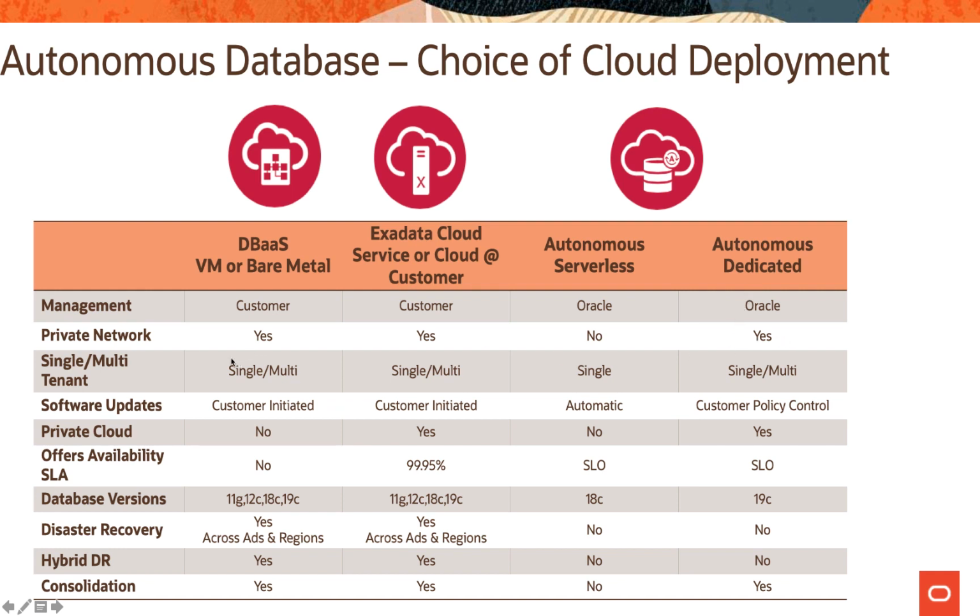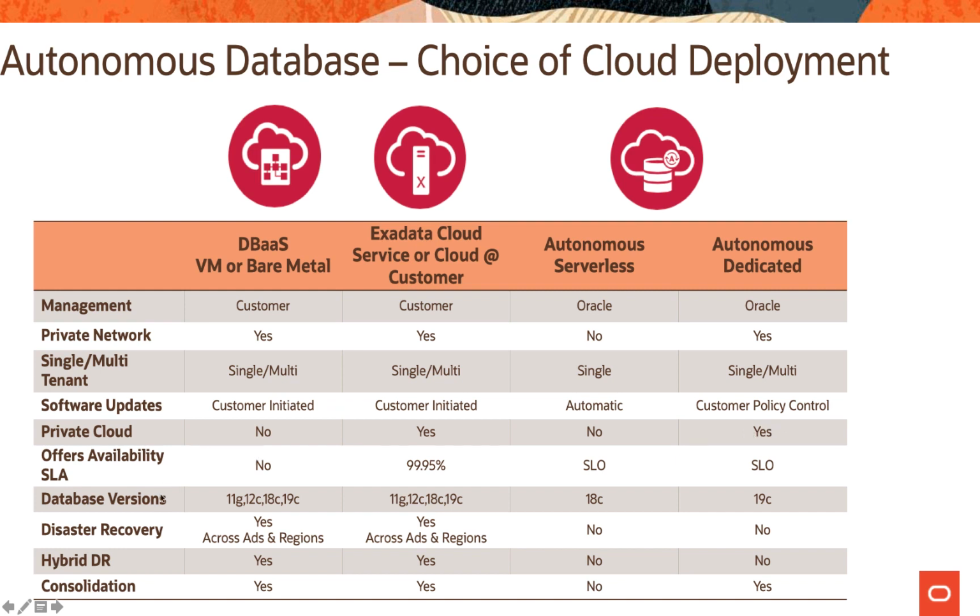In terms of single or multitenant, it provides both single instance or multitenant, and serverless provides just a single tenant, and in autonomous dedicated you have both options available. In terms of software updates, it is customer initiated in both of these automated deployments, and in autonomous, serverless has automatic updates, and in dedicated, customer policy controls are possible. In terms of private cloud, it is not available in serverless, but Exadata deployments are available in cloud at customer behind your own firewall. And autonomous serverless is again not available, but dedicated is available on Exadata cloud at customer.